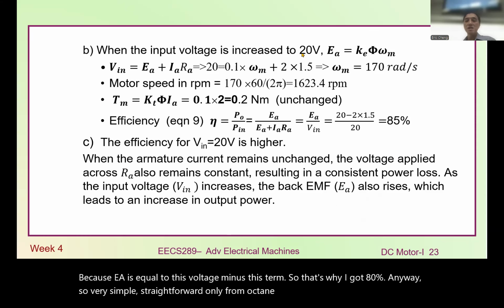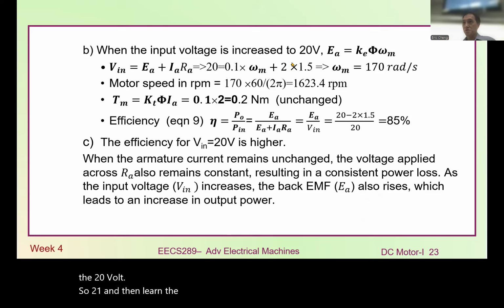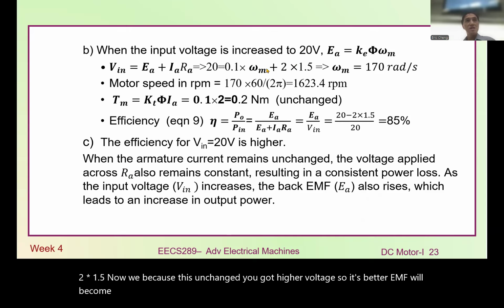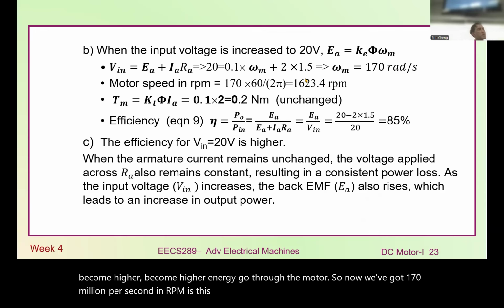Secondly, we will now increase the 20 volt. So 20 volt, and then now the voltage drop also unchanged, 2 times 1.5. Now because it's unchanged, we got higher voltage, so back EMF will become higher. We got higher energy go to the motor. So now we got 170 radian per second. In RPM is this. Obviously, we got high output power now. So the efficiency must be better.